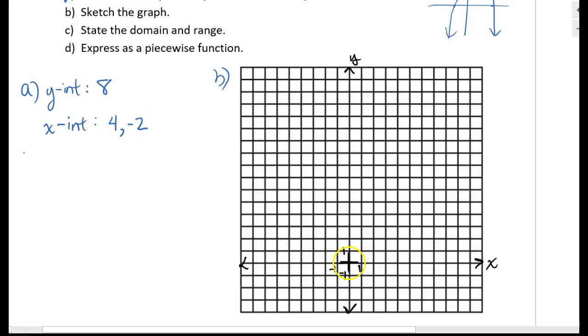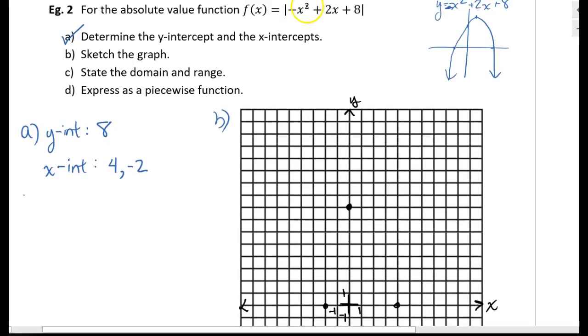So let's define some points. Y-intercept, 1, 2, 3, 4, 5, 8, right here. X-intercepts, -2 and +4. Again, I can figure out my vertex point a couple of different ways. The best way to do it is to go exactly halfway between your 2 x-intercepts, and then you can just solve for y. So I'm going to be working with x equals 1. If I plug that in, it's going to be -1 plus 2 is +1, so it's going to be at 9.